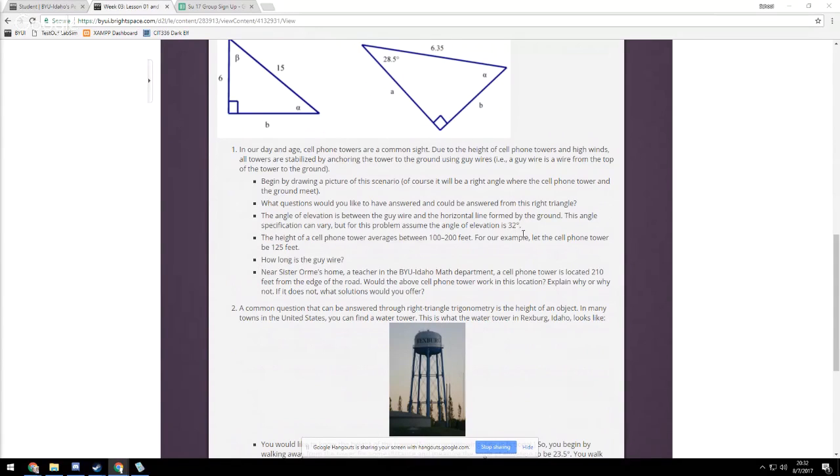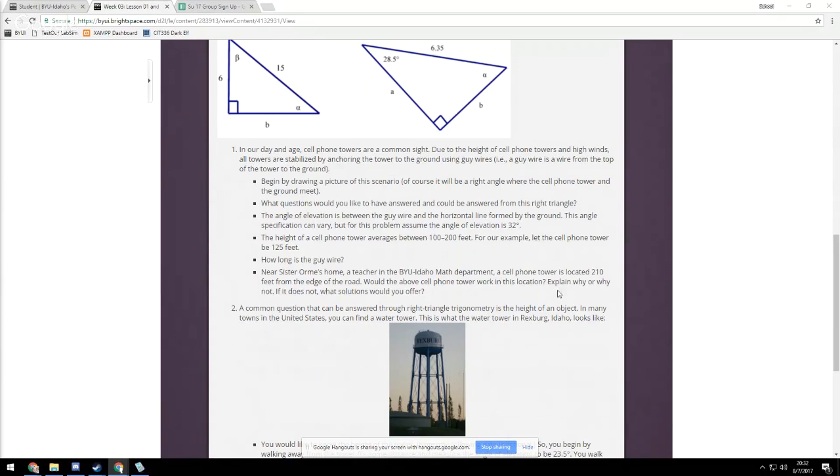You draw a triangle that you have 125 feet for the tower, and then you have the 90-degree angle at the bottom and then you have the 32-degree angle out where you're standing, at the end of the guy rope.